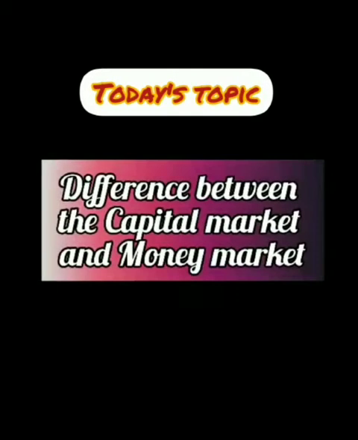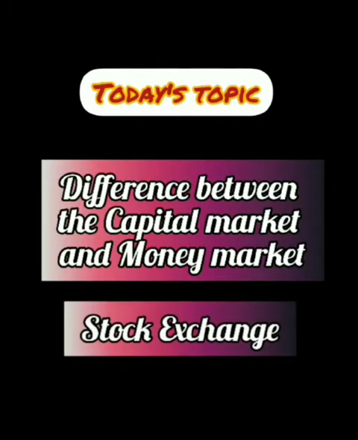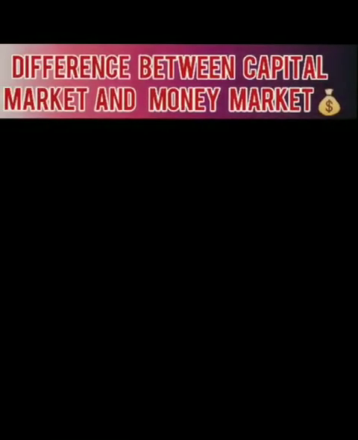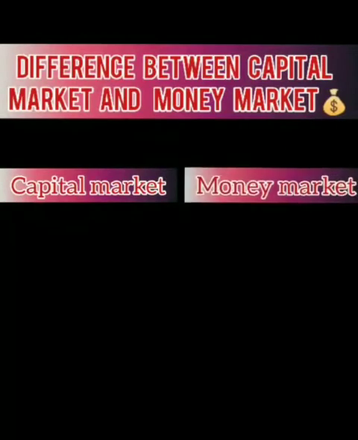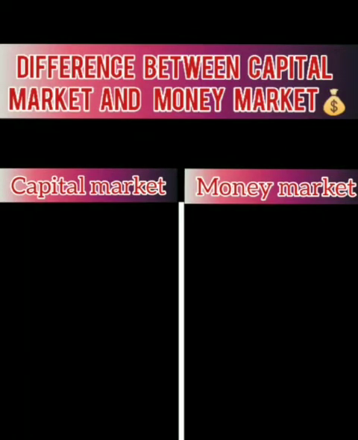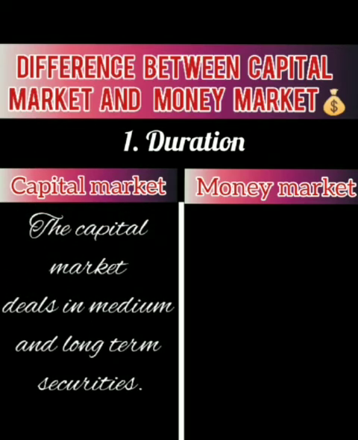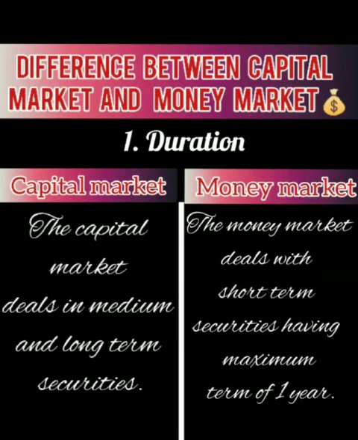Today I'm going to explain to you the difference between the capital market and money market and about the stock exchange. So first of all, let us check the difference between the capital market and the money market. So the first difference is on the basis of duration. The capital market deals in medium and long term securities, but the money market deals with short term securities having maximum term of 1 year.